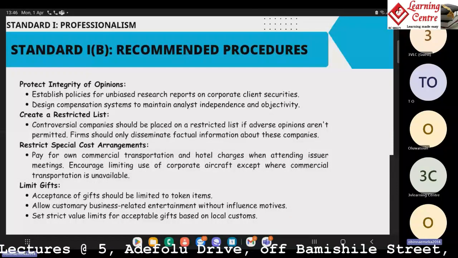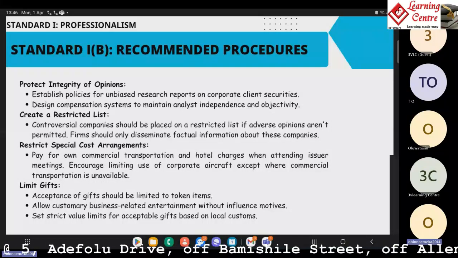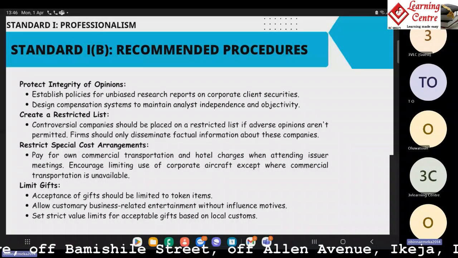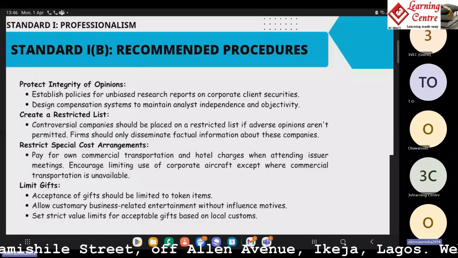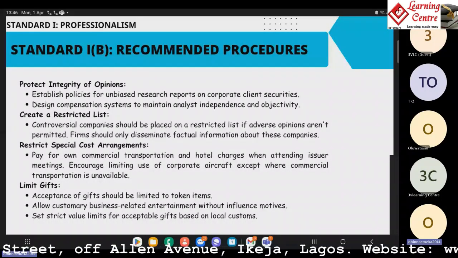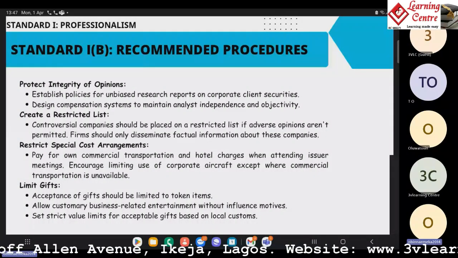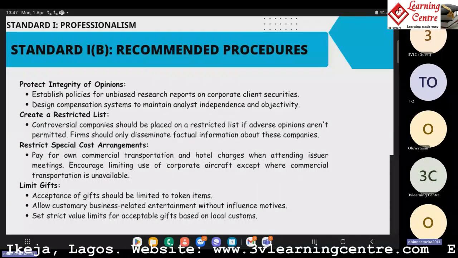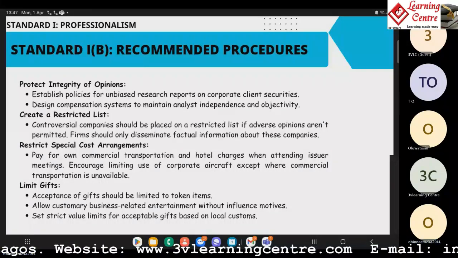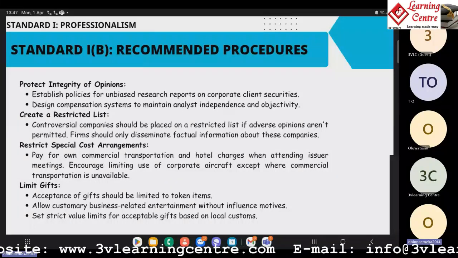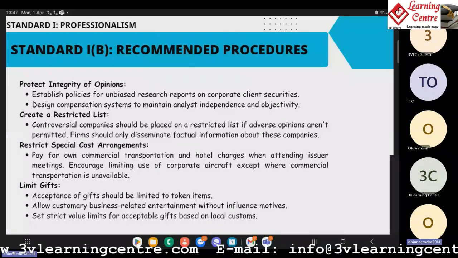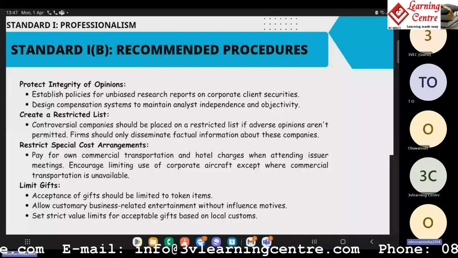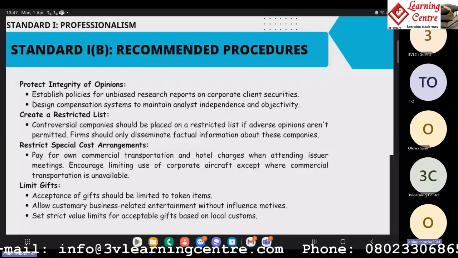Also, the best thing is to limit gifts. We can collect token gifts. Like the example I gave, taking a coffee when you visit is not a problem. If they give you a pen, or a book to take notes, or some of their company packages like key holders that really are not tangible, you can collect those things. They wouldn't affect your independence and objectivity. But any other gifts that are really huge, that can impact your independence and objectivity, you don't accept. According to this standard, we can set a strict value limit for acceptable gifts based on local customs.